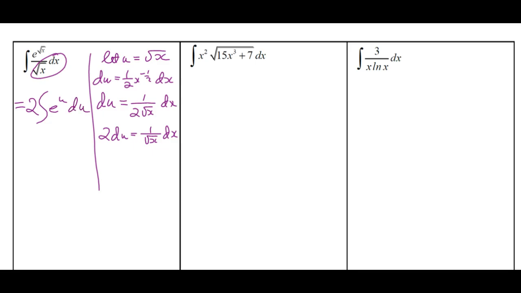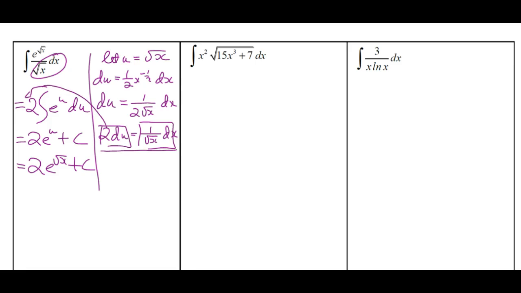Okay, so equals 2 e to the u plus c equals 2 e to the root x plus c. Sorry, you went to all this trouble of getting this so that this could be replaced by this, and in doing so, we just kick the constant out front and you don't have to distribute the c. So what c? It's any constant. So c, 2c, no big difference.